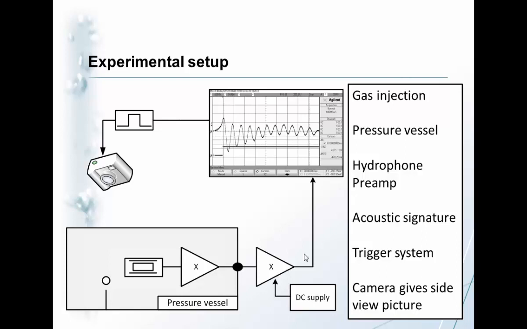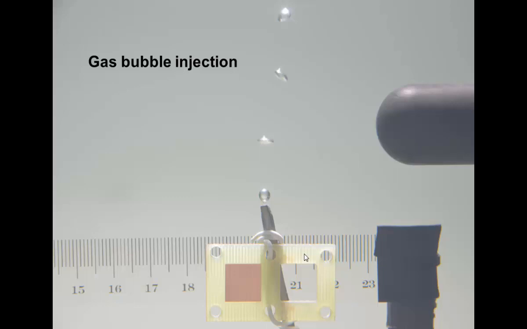So this is a picture of how it looks, a side view picture. This is a picture actually taken of the same bubble with the camera open and with several flashes of the flash to generate this effect. So how does this look?